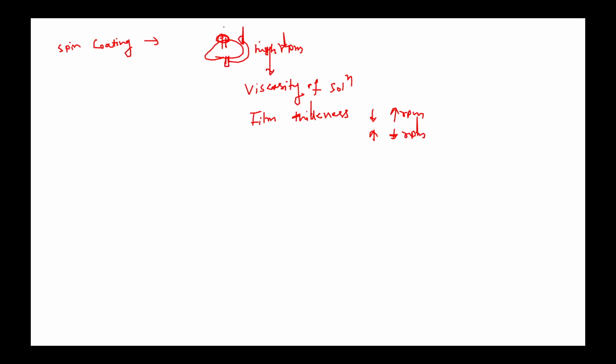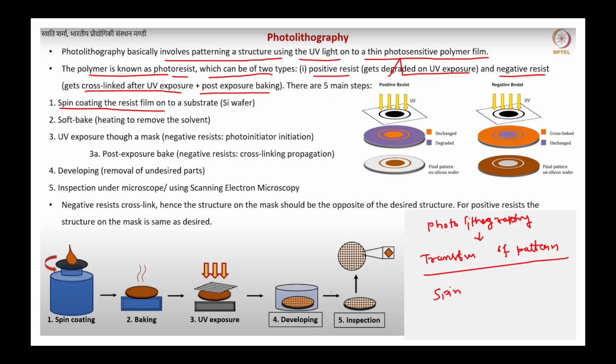You just place your samples and drop some of your solution, or whatever you want to make a film with. And then after creating a vacuum and after pouring your solution, you give the RPM and it will start rotating in a very fast manner such that you will get a very uniform, very thin film. This thickness will be very small, in the range of a few nanometers. So this is nothing but your spin coating. This is how you're going to do your spin coating.